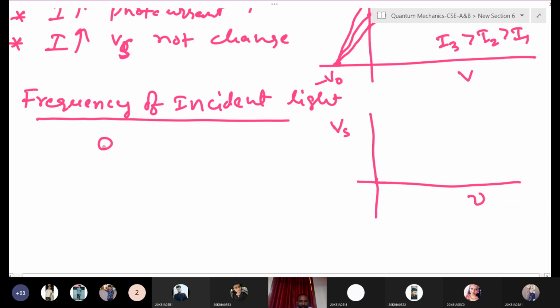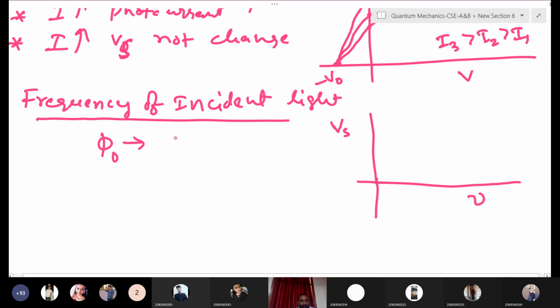What is the work function definition? Work function? Minimum energy required to eject the electron. Yeah, very good. What's your name? May I know your name? Vishwanath, sir. Roll number? 535. Okay, good, thank you.